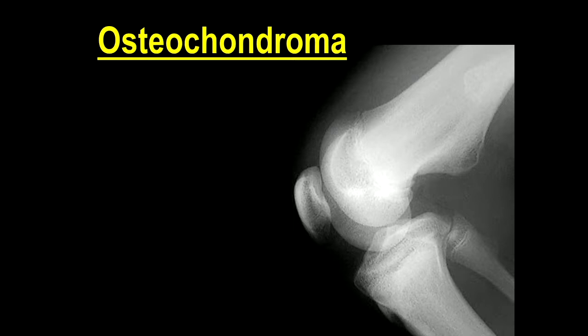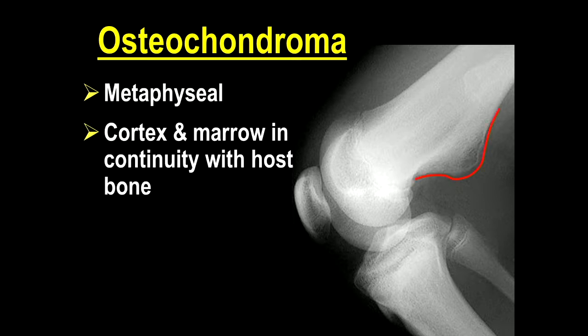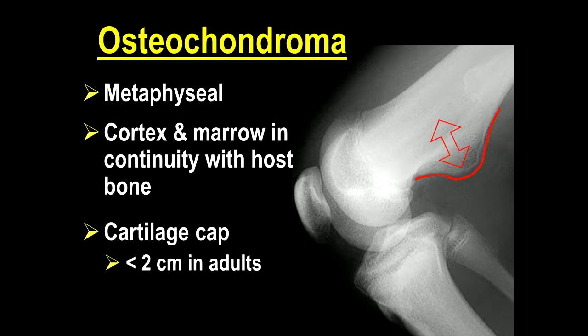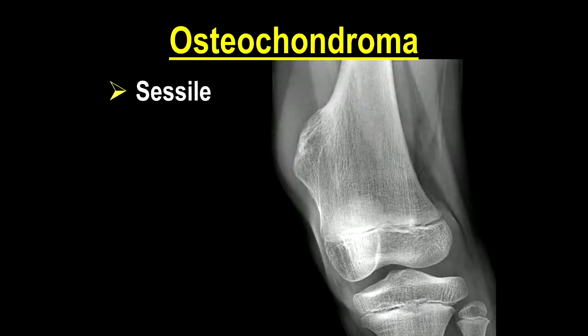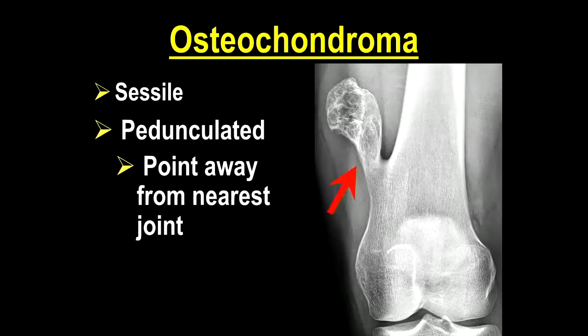Moving on to osteochondroma. Osteochondromas are typically metaphyseal lesions. Note that the cortex and the marrow are in continuity with the underlying host bone. The cartilage cap should be less than 2 cm in adults for a benign osteochondroma. Osteochondromas may be described as having a sessile or broad-based appearance, or having a pedunculated appearance in which the stalk points away from the nearest joint.